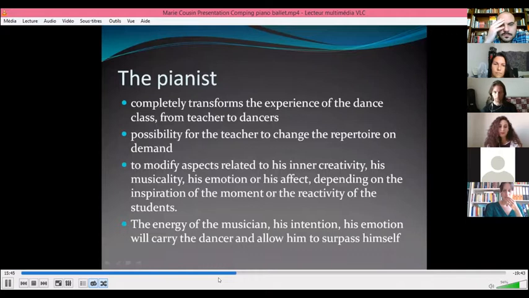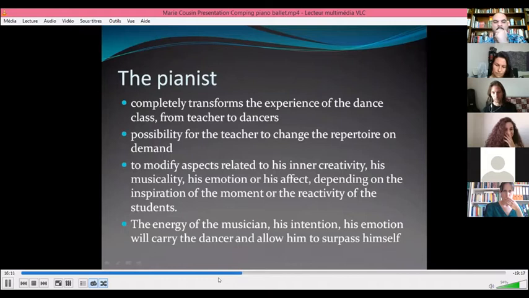Dancers and teachers alike agree that the presence of the pianist completely transforms the experience of the dance class. The presence of a pianist gives the teacher the possibility to change the repertoire on demand or ask him to accentuate, enhance, or bring a particular interpretation to modify aspects related to his inner creativity, his musicality, his emotion, or his affect, depending on the inspiration of the moment or the reactivity of the students.